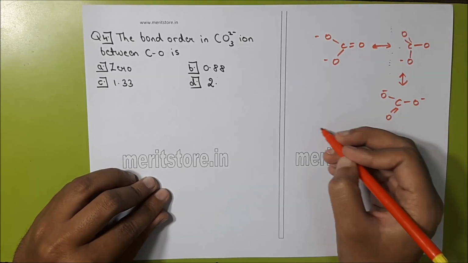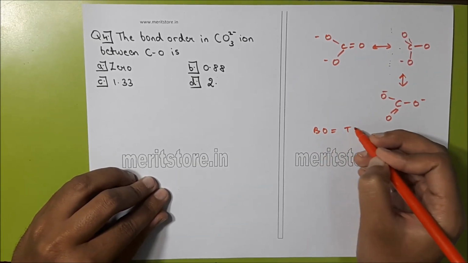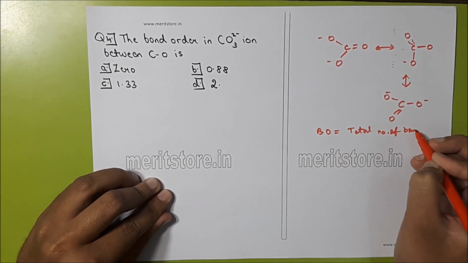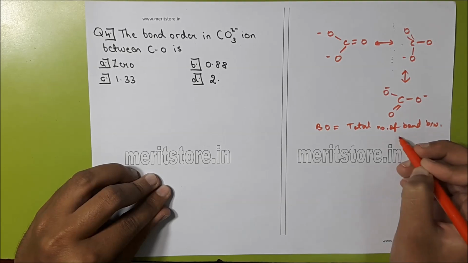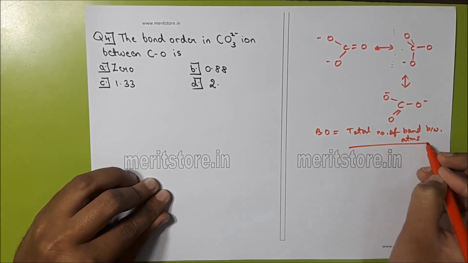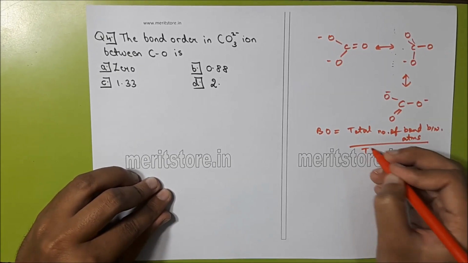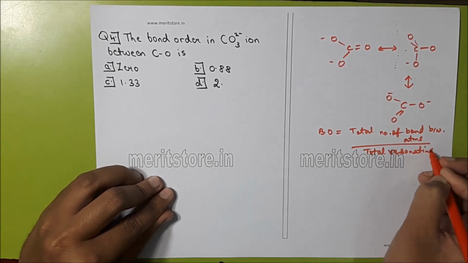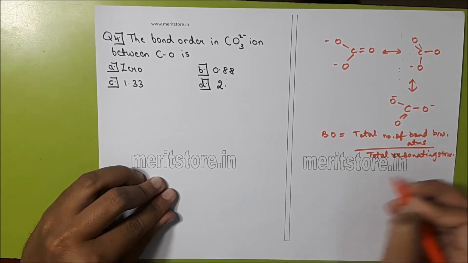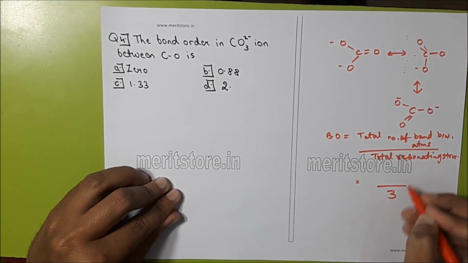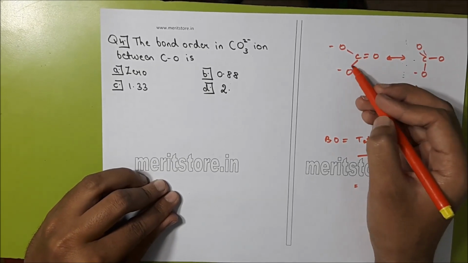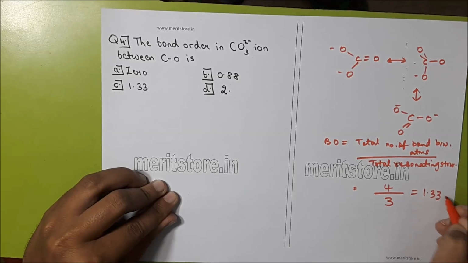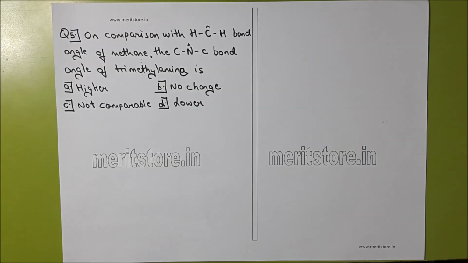So the formula for bond order is equal to the total number of bonds between atoms divided by the total number of resonating structures. So we got 3 resonating structures, and the total bonds between the atoms are 1, 2, 3, 4. So there are 4 bonds divided by 3, equal to 1.33. So option C is the correct option.